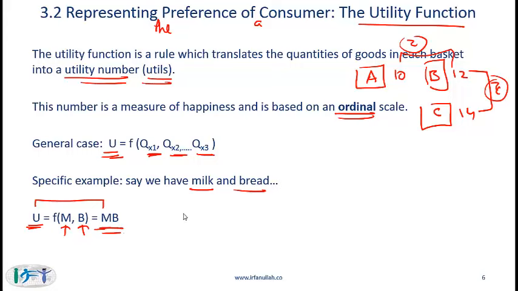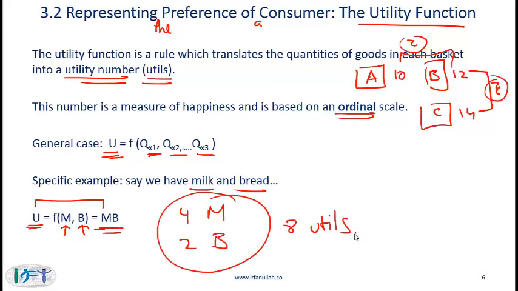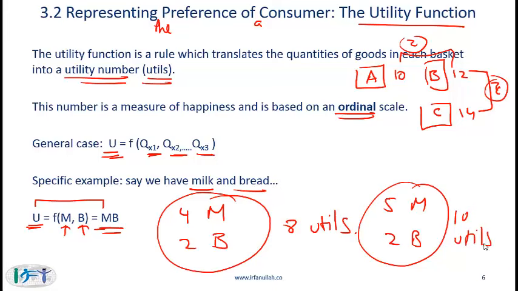So if we have 4 ounces of milk and 2 slices of bread, then the utility would be 8 utils. And notice that if we increase milk from 4 to 5 and let's say the bread stays the same, then the utility will go up to 10 utils.